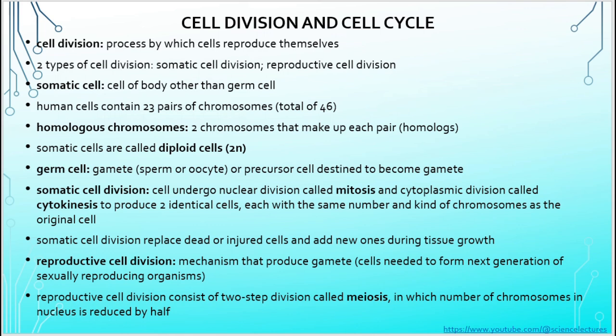Somatic cell division replaces dead or redundant cells and adds new ones during tissue loss. Reproductive cell division is the mechanism that produces gametes, the cells needed to form the next generation of sexually reproducing organisms. Reproductive cell division consists of a special two-step division called meiosis, in which the number of chromosomes in the nucleus is reduced by half.